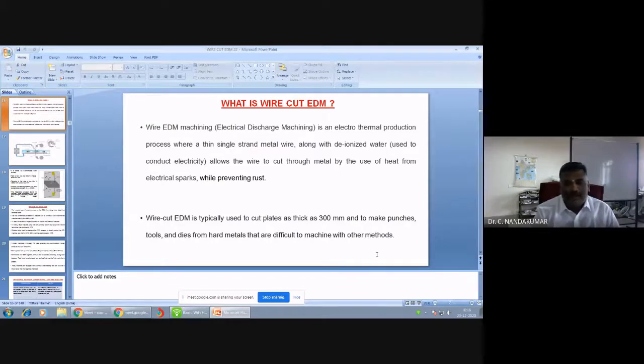It will be reused, because it goes to the tank once again, then it goes to the filters and is refreshed, and again the purified water goes to the tank. So this is a rotational process. The wire cut EDM is typically used to cut plates of around 300 mm thickness. We have to cut it, but because of the thickness, more time will be taken.